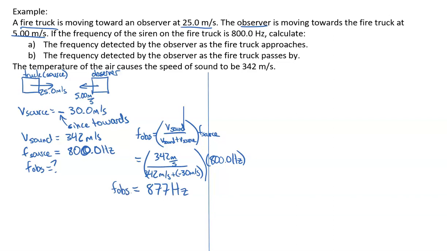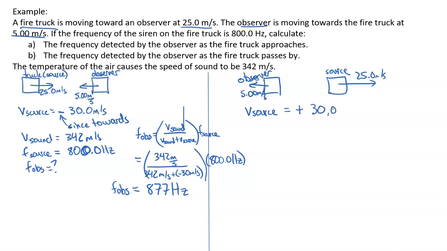I'll write a therefore statement at the end. Let's just look at the other situation now. Now the fire truck has passed by. So now the observer is over here. They're moving off at a speed of 5 meters per second, and the truck is over here moving at 25 meters per second. This is the source. And so everything is the same, except now your speed of the source, because they're moving away from each other, you're increasing the amount. Therefore, it's going to be a positive 30 meters per second. So everything else is going to be the same.